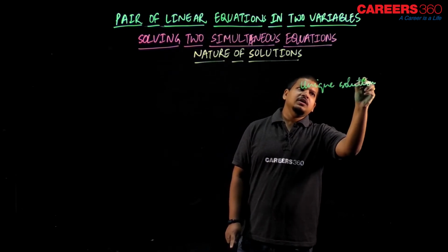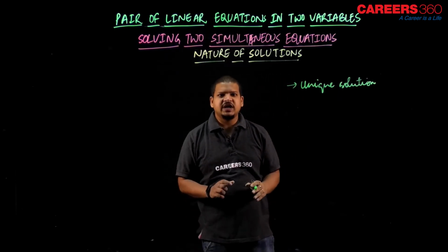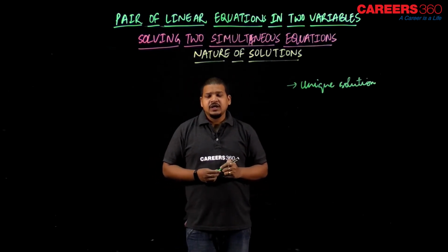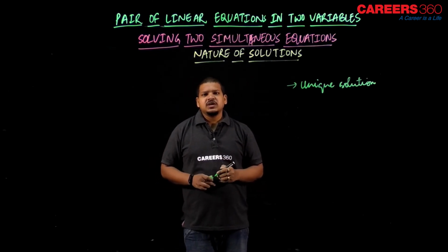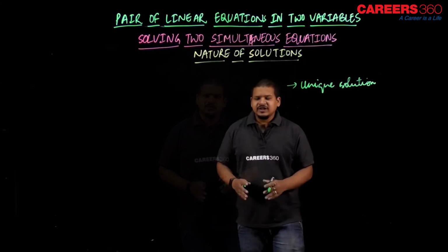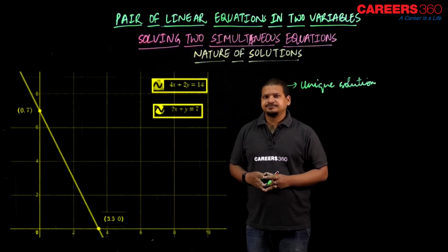Then there will be a unique solution, right? That is a unique value of x and y, right? Now, what if those two lines overlap each other? So let's take a look at this example.